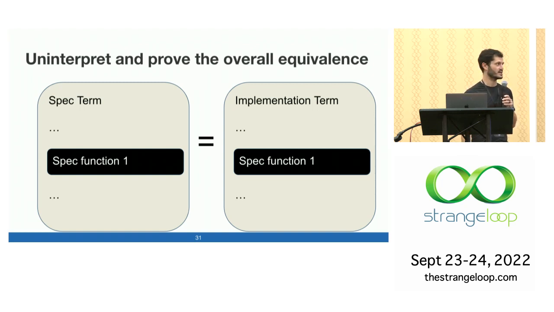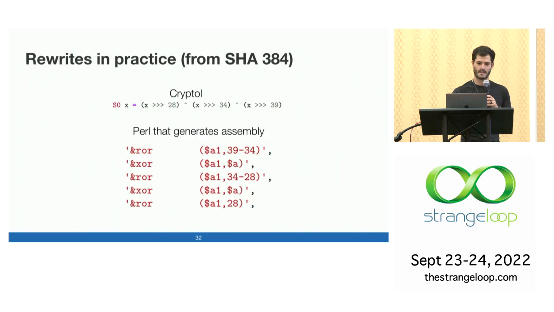So in a lot of cases, what we can do is we can uninterpret these functions. We can more or less hide away the body of what they're doing. And as long as they're being used in the exact same way on both sides of the equation, we'll still be able to prove this equivalence. This really simplifies things for the solver, and it actually is the main way that we get proofs to go through when they weren't going through.